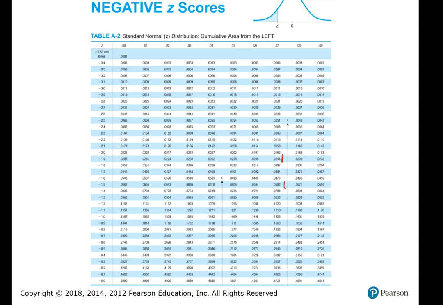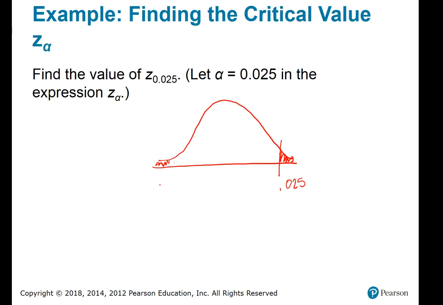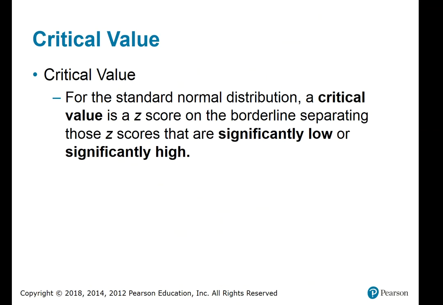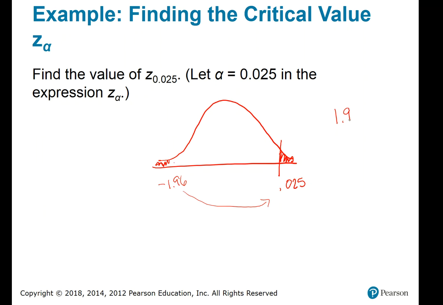So I'm going to look for 0.025. Forgot my number, 0.025, 0.0268, 0.0262, 0.0256, 0.025. So this is negative 1.96. But we really don't want the negative. That's what it would look like over here. We're actually looking for the symmetric part of that. So the answer would actually be a positive 1.96.